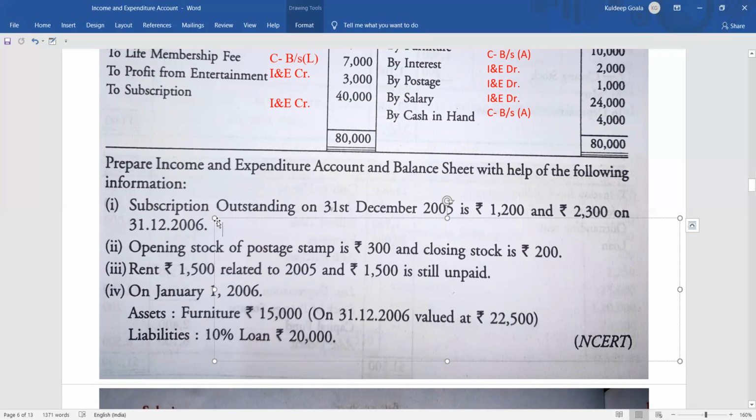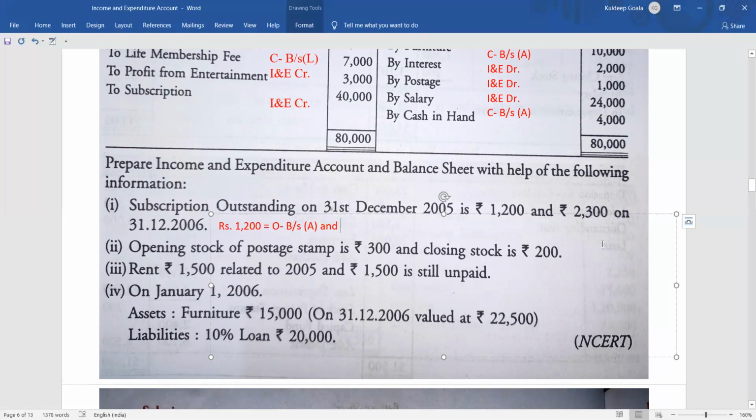So let's see. First of all, outstanding subscription were outstanding on 31st of December 2005, 1200 last year, right? So this rupees 1200, what is their treatment for this? 1200 rupees will be coming in the opening balance sheet, asset side. Okay, opening balance sheet asset side, and again what will happen, it will be deducted.